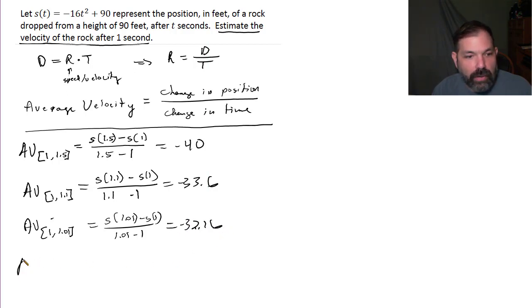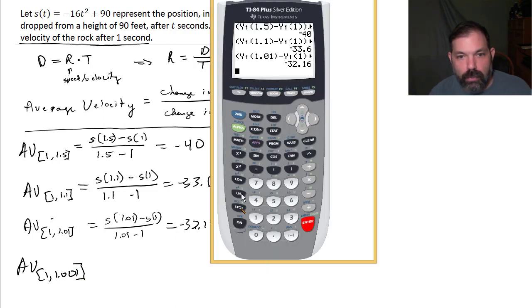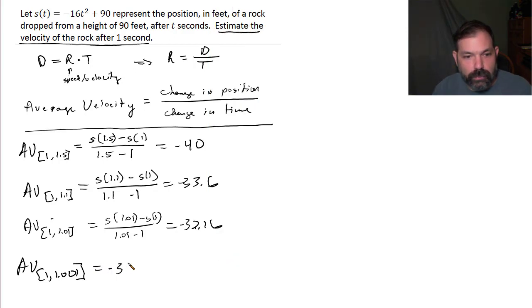All right, now let's find the average velocity over 1 to 1.001 seconds. Second enter. Insert another 0. Move to the right and do the same thing over here. Negative 32.016. What's happening here? What's happening to these values?